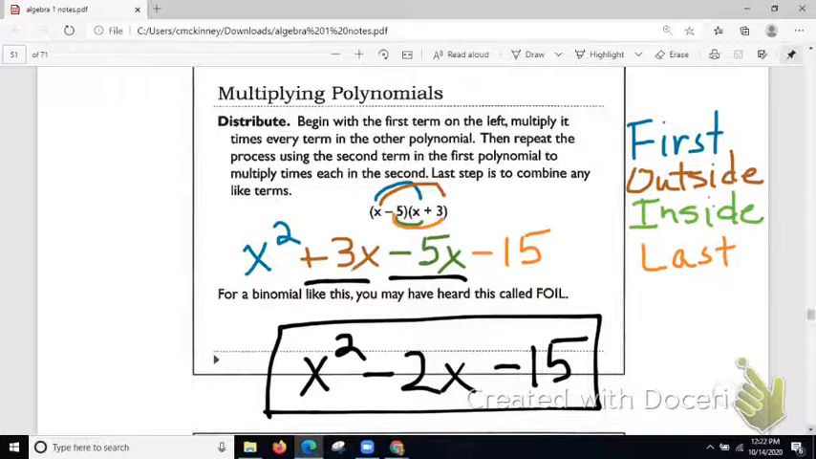Sometimes I might say something to you like, hey, you forgot your outside and inside. You forgot your outsides and insides. Like if you gave me this answer and only said x squared minus 15, that would mean you forgot those middle steps. All right.